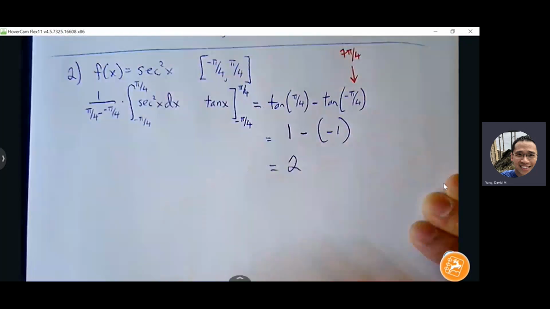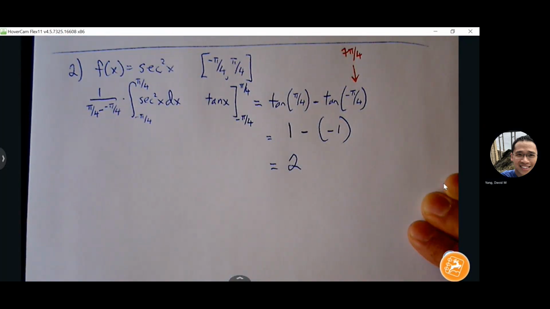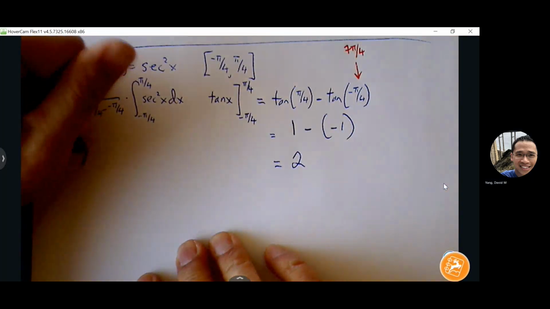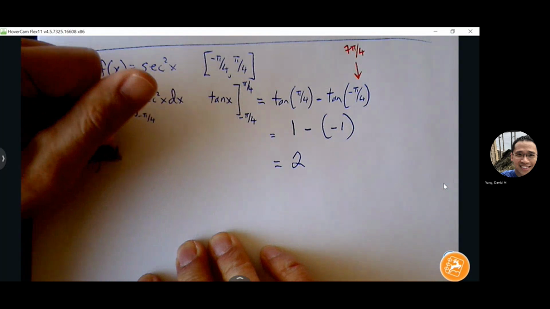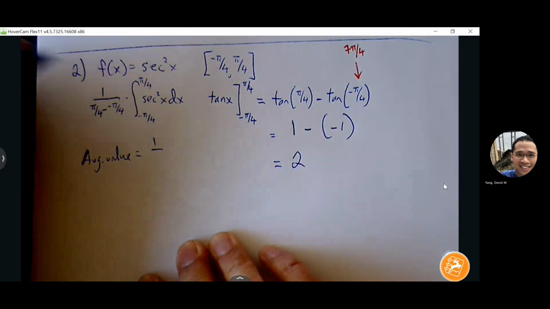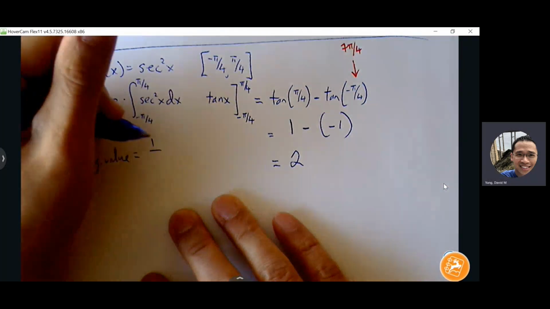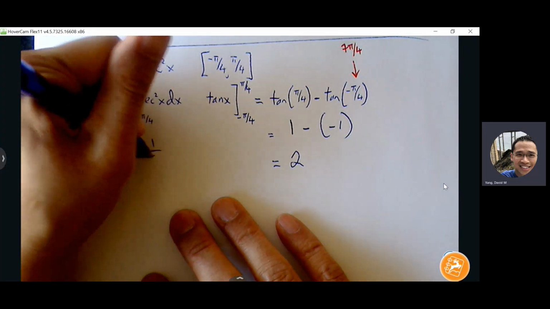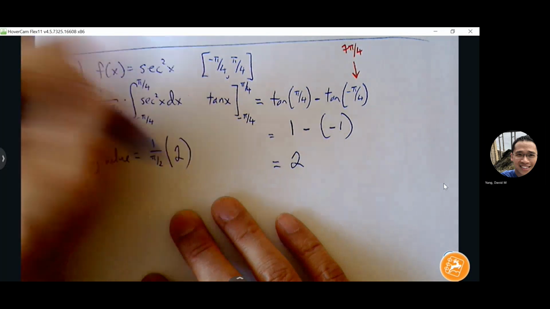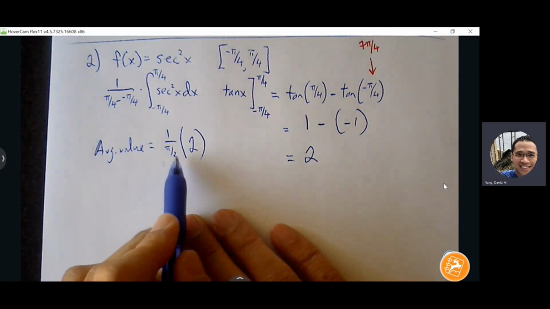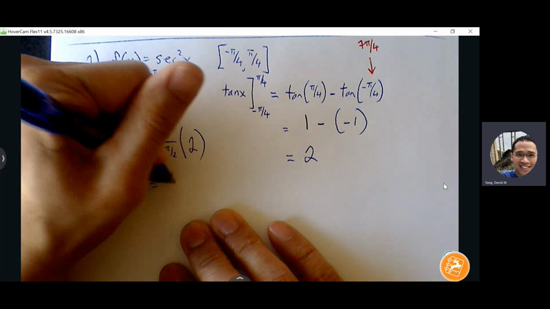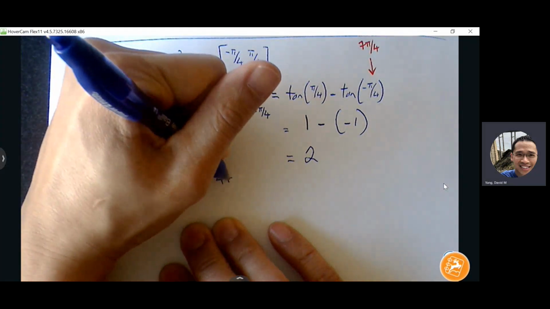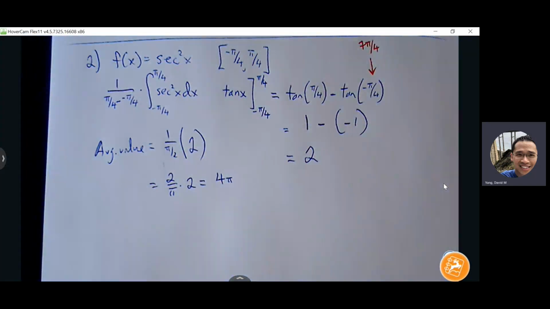But is 2 our average height, average value? We still got to involve the width here, right? So pi over 4 plus pi over 4 is 2 pi over 4, which is pi over 2. But that pi over 2 is in the denominator. We're going to flip that up, make it 2 over pi times 2. So 4 over pi. Sorry, yeah, 4 over pi, not 4 pi.